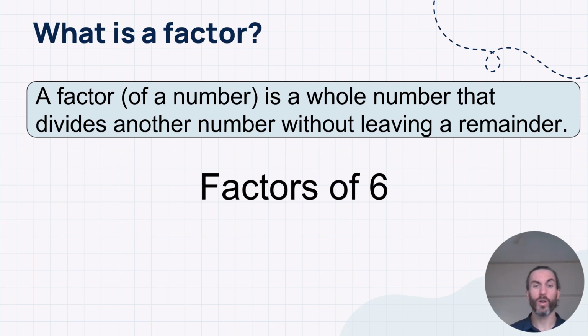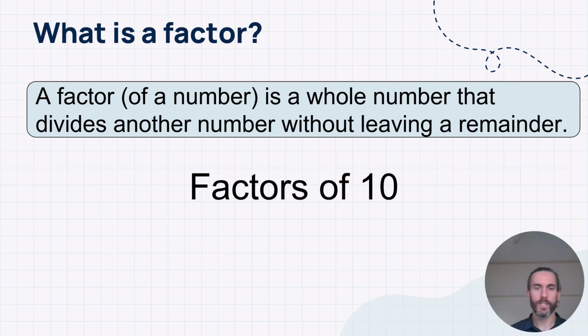So if we were to ask what are the factors of 6, well, what are the numbers that we can divide 6 by without leaving any remainders? So we can do 6 divided by 6, which is just 1. So 6 is a factor. We can divide 6 by 3. 6 divided by 3 is 2. We can also divide 6 by 2, and we can divide it by 1. All these numbers, if we divide 6 by these numbers, won't leave any remainders.